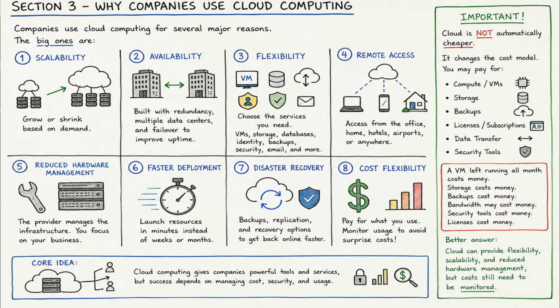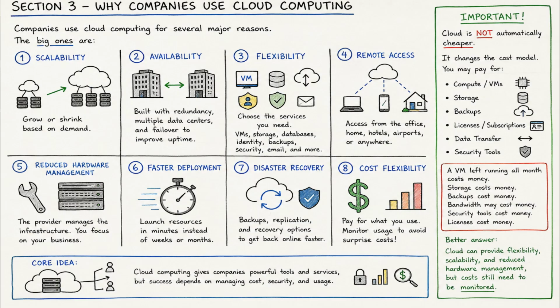Availability means the service may be designed to stay online even if part of the environment has an issue. Cloud providers often use multiple data centers, regions, redundancy, and failover methods in order to improve uptime. That doesn't mean that the cloud service can never go down, because they do, but cloud platforms are often designed with availability in mind.